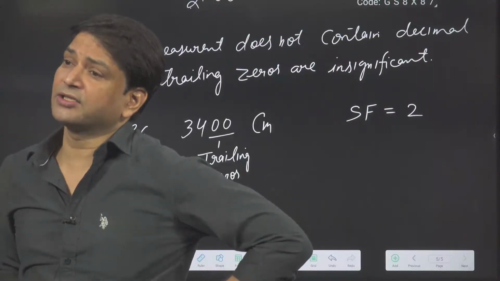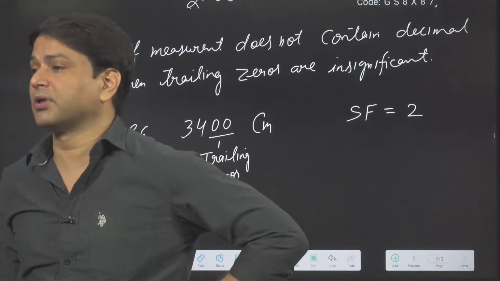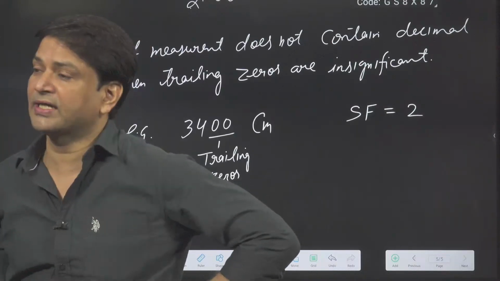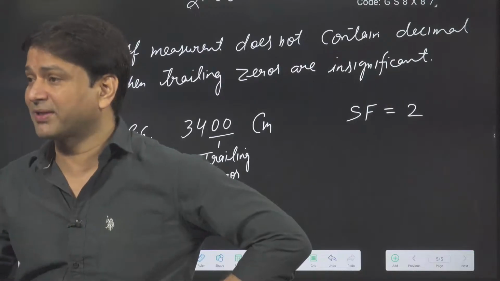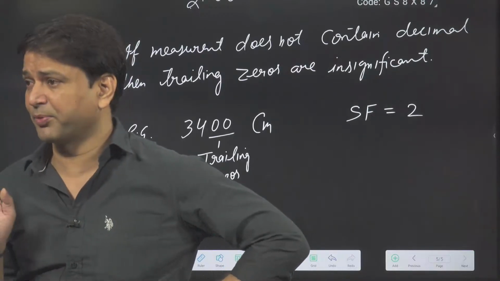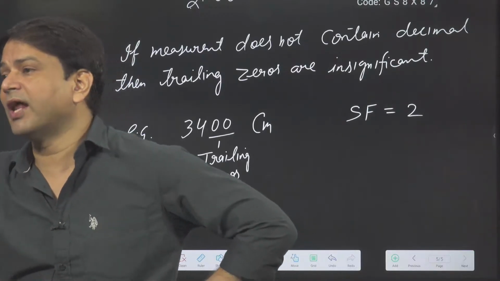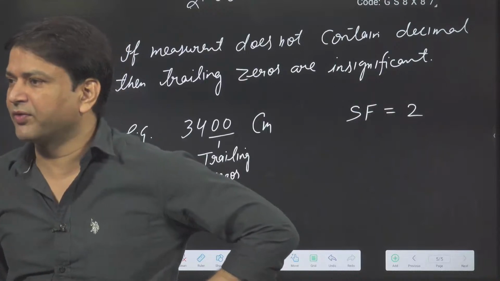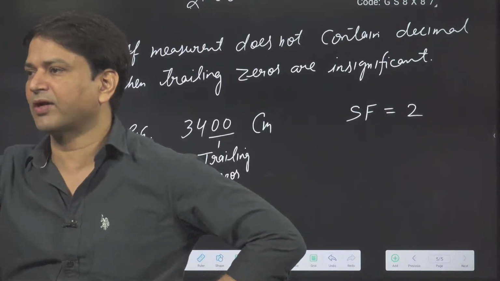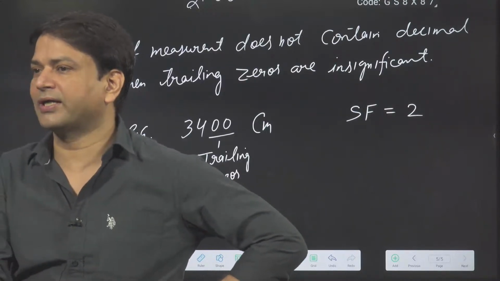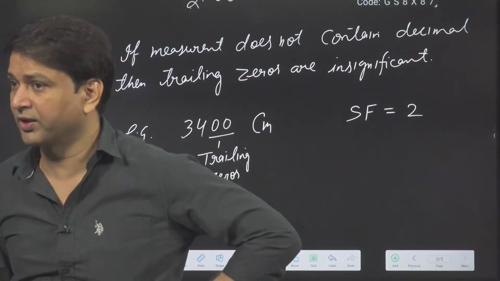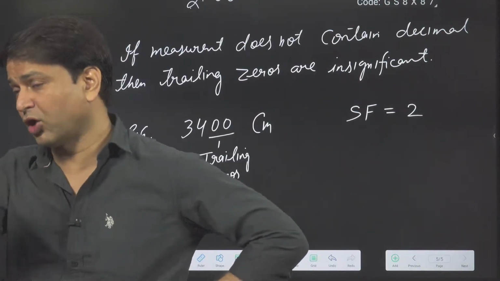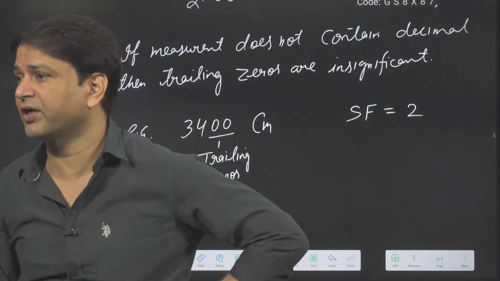If you are saying, sir, no unit is there, it is a pure number, 3400 is a pure number, no unit has been given. Then a pure number is not any measurement. It is just a number, and then it can have infinite significant figures. In the NCERT, on another page, they have explained, like diameter is 2r. So 2 can have infinite significant figures. If it is not a measurement, it can have infinite significant figures.